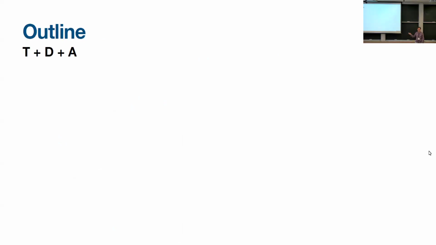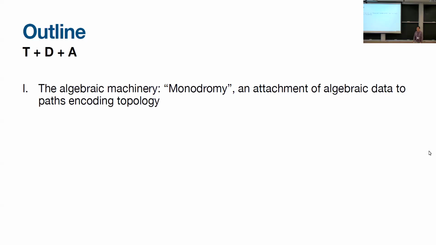Since I said I'm in TDA, this talk will be divided into three bits: the T, D, and A. For T, I'll talk about the algebraic machinery, the topology that allows us to derive insights. The main character in this is called monodromy. What it basically is: I have a path in some space, and I attach some algebraic data to that path. And that's going to remember something about the topology.